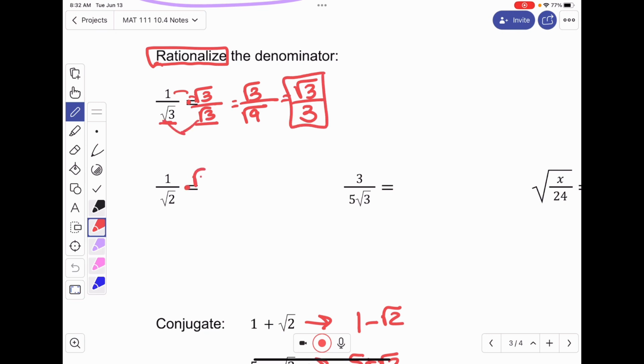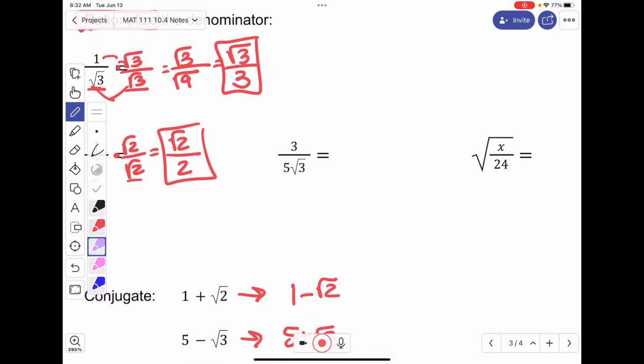So in a sense, we're just canceling out that radical. So here we would do the same thing. 1 times root 2 is root 2. And then those two radicals are going to cancel and we get root 2 over 2. We do the same thing if there's other numbers on the bottom. We're only worried about the radical. So 3 times root 3 is 3 root 3. And then the bottom, we have the 5. Root 3 times root 3 is 3. And then we have a 3 on the top and the bottom, so we can cancel. If we didn't have a 3 on the top, we would have just multiplied the bottom.